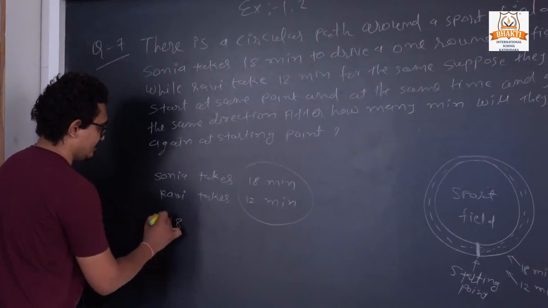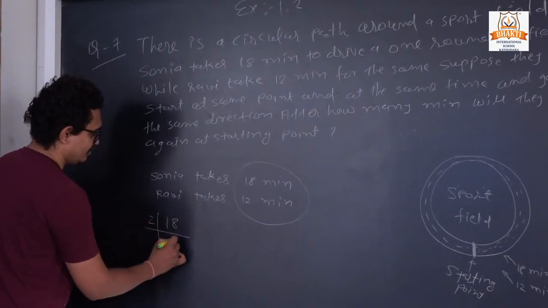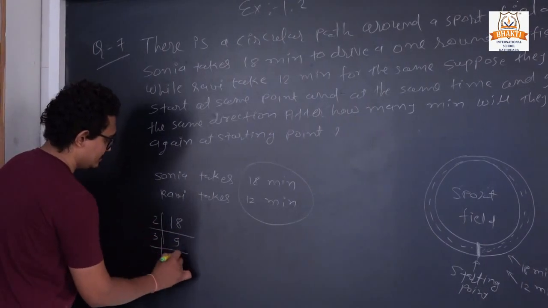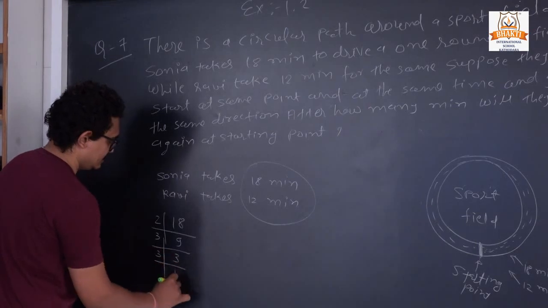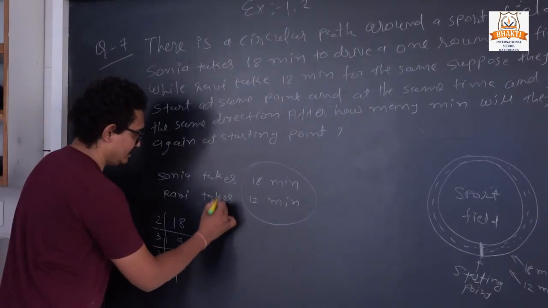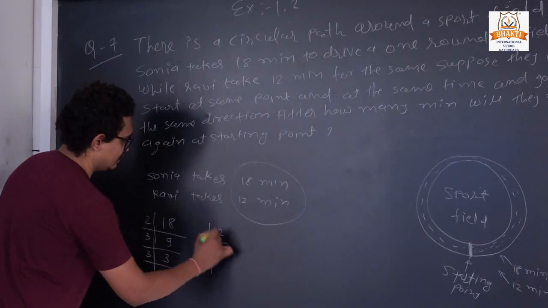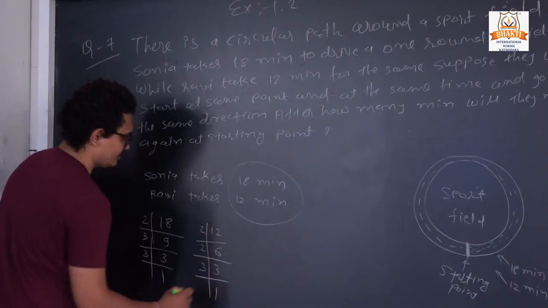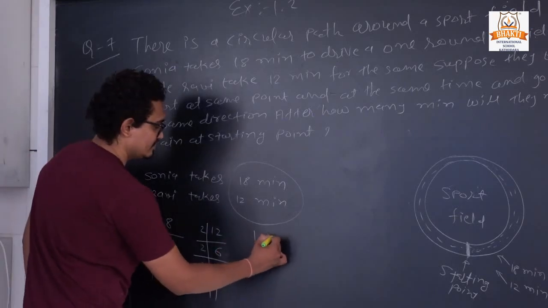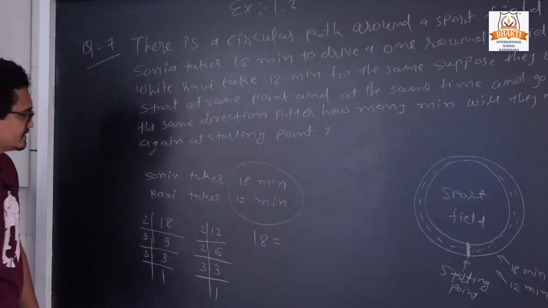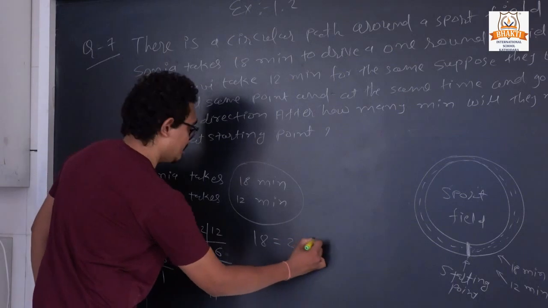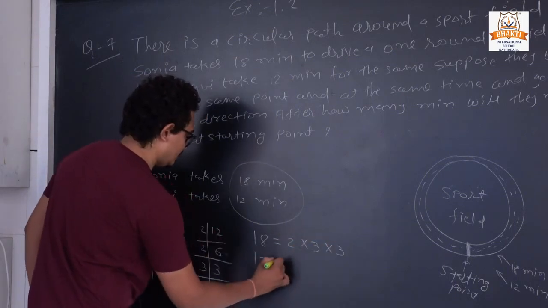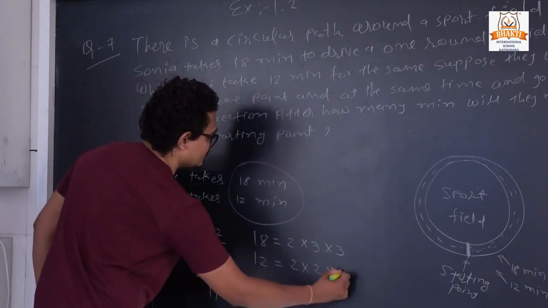So we can take the factors of 18. What are the factors of 18? 2, so it will be 9. Now 3 and 3 ones are 3. And we can also take the factors of 12. So 6, here 2, and it will be 3. So the factorization of 18 is 2 into 3 into 3, and of 12 is 2 into 2 into 3.